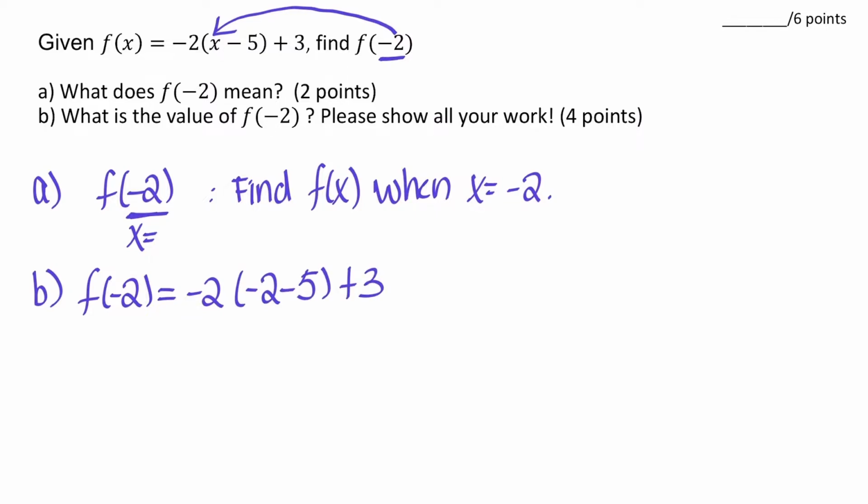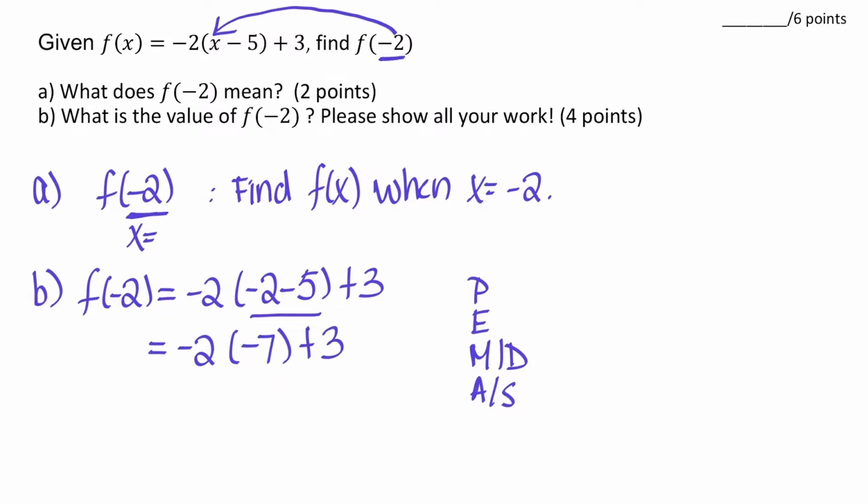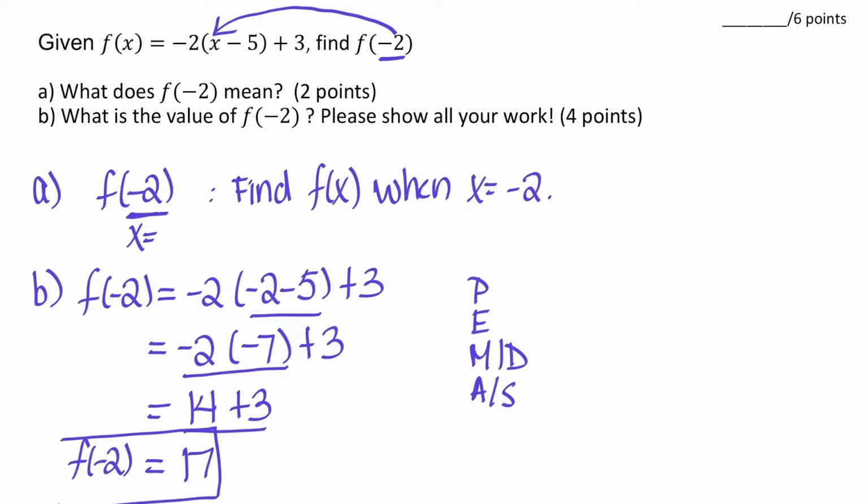Now to simplify this, I'm going to use order of operations. I'm going to start off with simplifying what's in the parentheses. So I have -2 minus 5, so this is -2 times -7 plus 3. Now I need to do the multiplication. I have -2 times -7, which is 14. Then I have 14 plus 3. Finally, I need to add these two numbers together. 14 plus 3 is 17. So I have f of -2 equals 17.